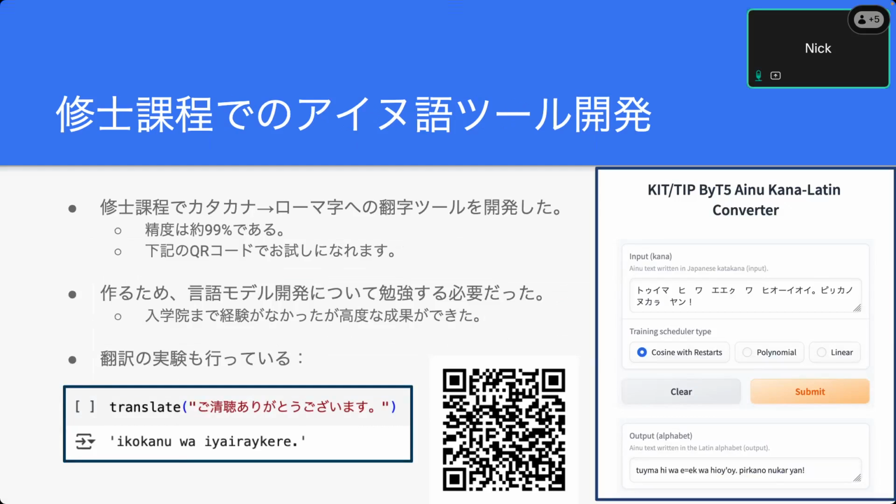And so in my master's research, I developed this converter that's shown on the screen. At the QR code, there's the web application for this, just a demo application that has three different models, the top three performing models under scheduler type. And all three of these models produce the correct transliteration for this sentence here.